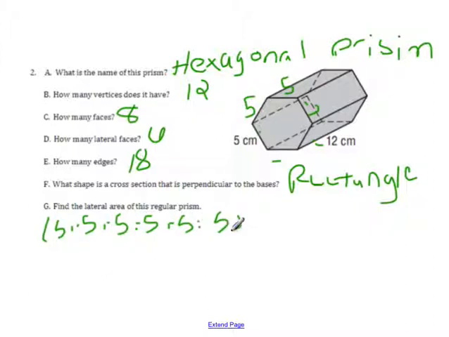Now we want to multiply it by our height. Remember, it's kind of like a tilted shampoo bottle. So the height is actually going to be 12 when we stand it on its end. So that's going to end up being 30 times 12. And when you multiply 30 times 12, you get 360. And then we're going to write that as centimeters squared.